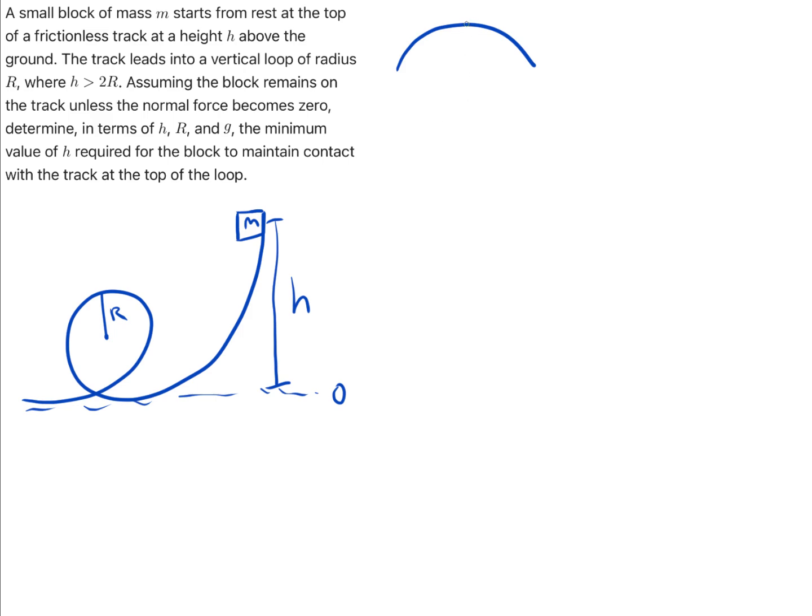So suppose this is the top part of the loop, and we want to ensure that the block remains in contact with the track at the top of the loop. So if it's in contact, the normal force is non-zero. So we're going to have a normal force that's normal to the surface and pointing downwards, since it's traveling on the inside of the track. So it goes from here and then travels into the inside of the track and then travels back out. And in addition to that, we also have the force of gravity, which is just the block's mass, m times g.